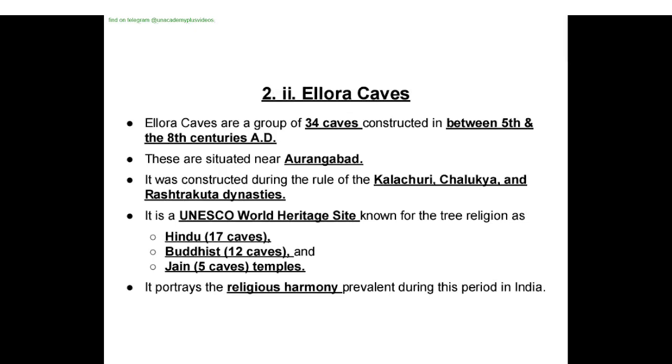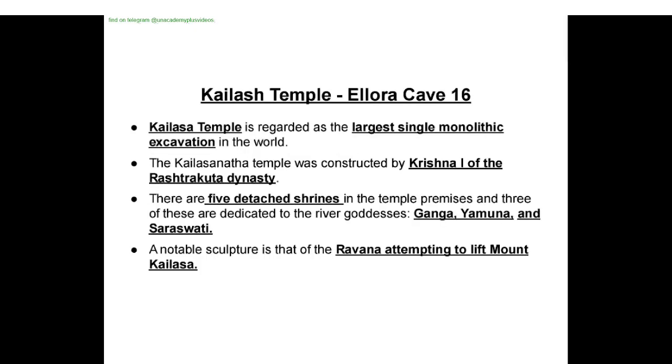Ellora Caves. Ellora Caves are a group of 34 caves constructed between the 5th and 8th centuries AD. These are situated near Aurangabad. It was constructed during the rule of Kalachuri, Chalukya and Rashtrakuta dynasties. It is a UNESCO World Heritage Site known for the three religions: Hindu 17 caves, Buddhist 12 caves, and Jain 15 cave temples. It portrays the religious harmony prevalent during this period in India, that is the 5th and 8th century AD, especially under the rule of Kalachuri, Chalukya, and Rashtrakuta dynasties.